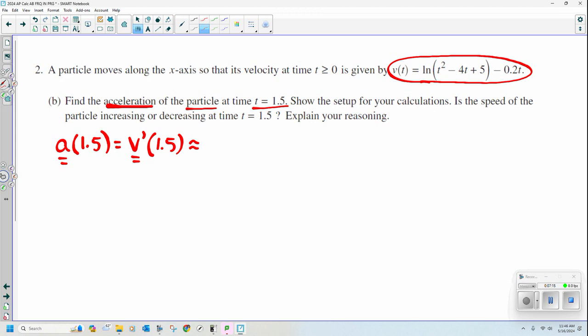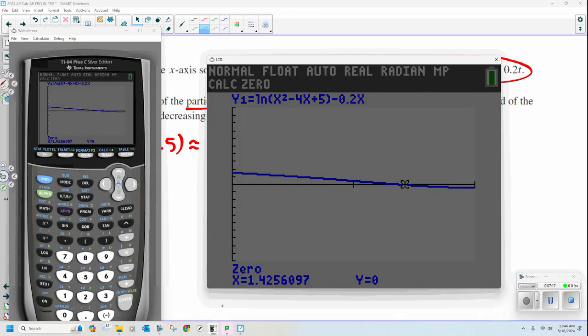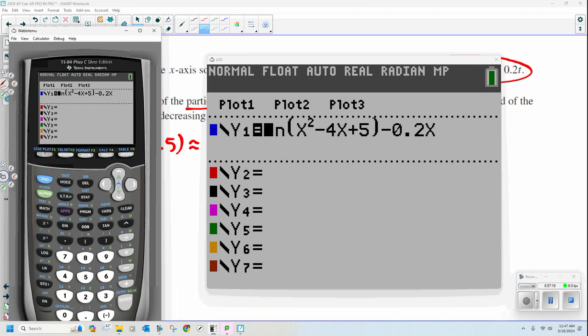That's approximately... Do I have that in y equals? I do, in y1. I don't normally do this, but someone mentioned it in the comments, and it'll save you time retyping things. y1 is now assigned my function velocity.